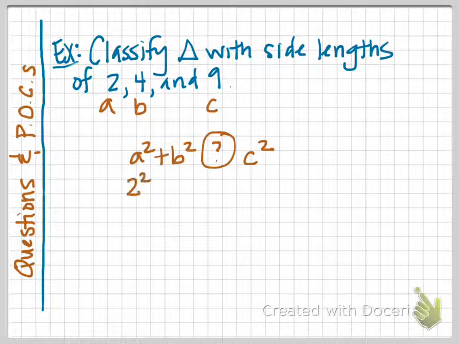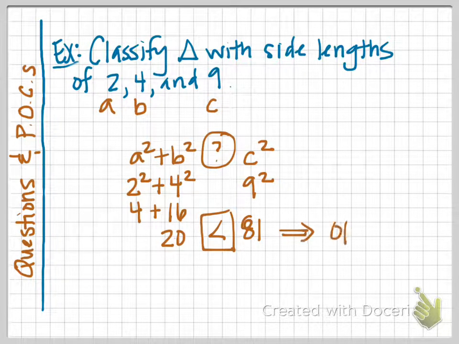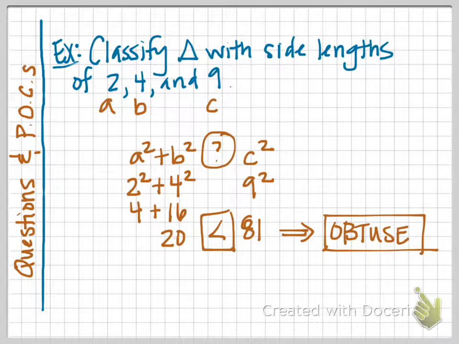Okay, so we're just going to plug in these numbers. A is 2, so we have 2 squared, plus B is 4, so plus 4 squared on the left. C is 9, so we have 9 squared on the right. We just need to simplify both of these expressions and then see, are they equal, less than, or greater than. 2 squared is 4, plus 4 squared is 16. 4 plus 16 is 20. We have 20 on the left. 9 squared is 81. So 20 compared to 81, 20 is less than 81. And if you look back to the converse of the Pythagorean theorem, less than meant that this triangle is obtuse. If it was a greater than symbol there, then it would be acute, and if it was equal, of course, it would be right. That's how you use the converse.